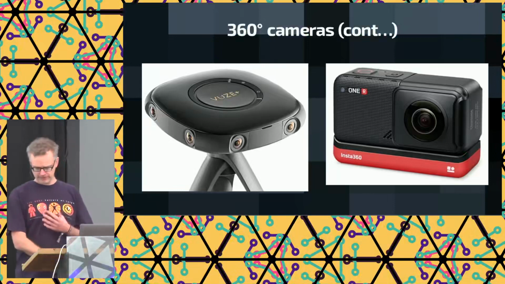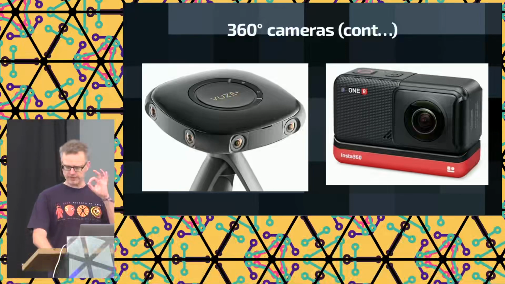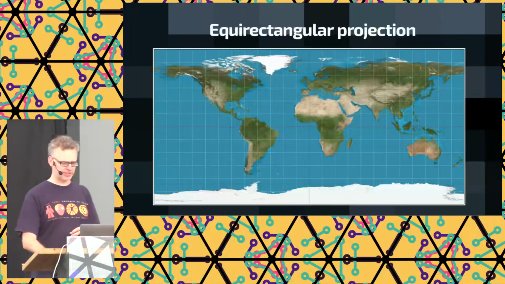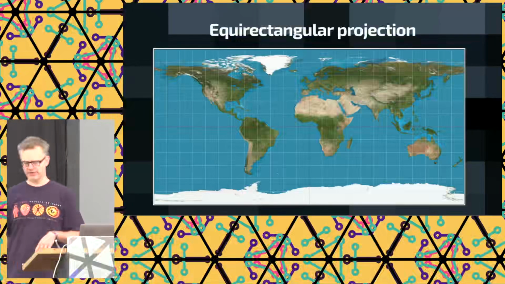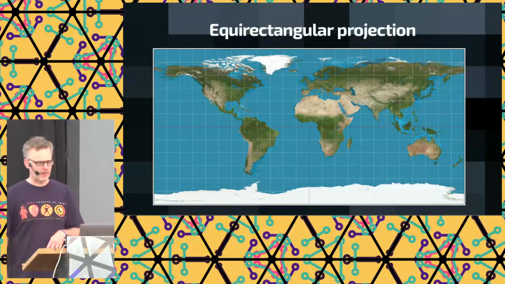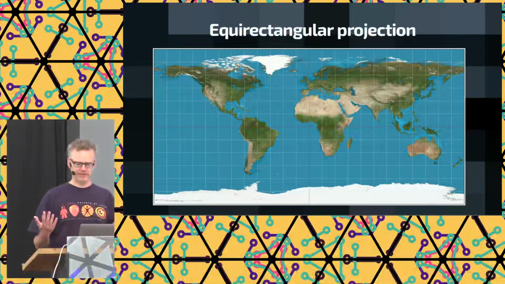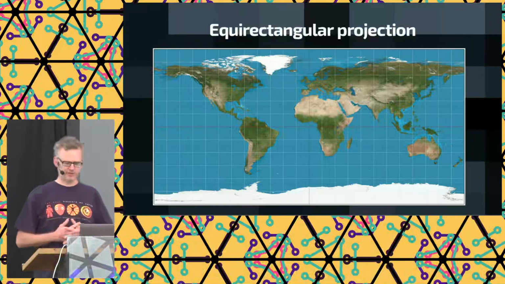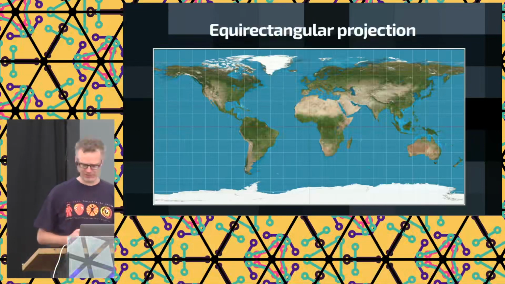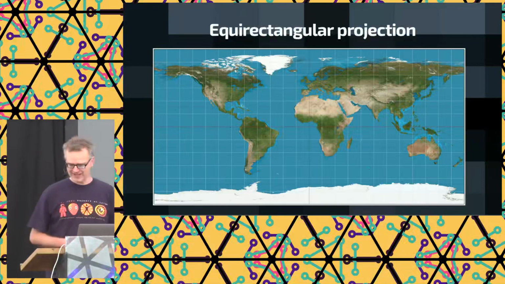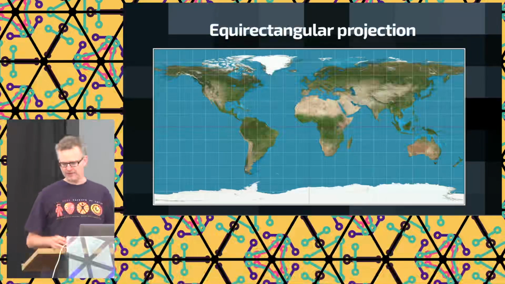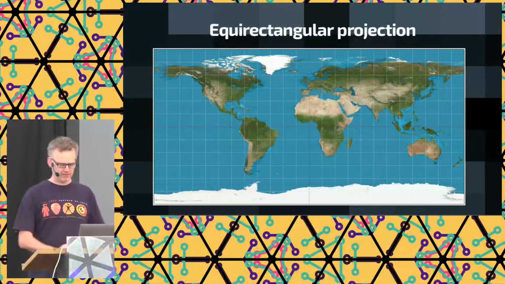These cameras deliver fisheye lens images, and we have to turn them into one coherent picture. And you're probably familiar with this view of the globe. That's called an equirectangular projection. Basically, it projects a sphere onto a plane. And some people believe the Earth is flat, but I can assure you it's not. And this projection has an error.